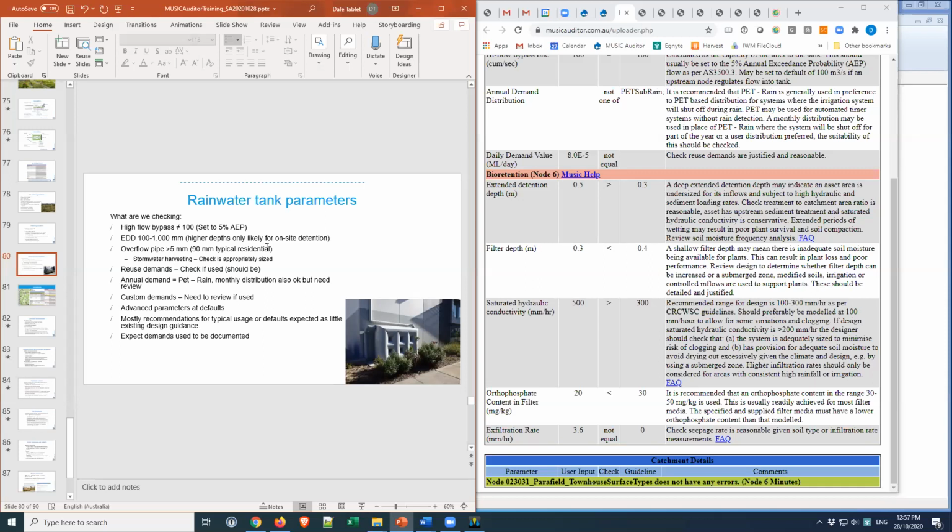Overflow pipes, 90 mils are sort of typical residential. Obviously, it's going to be more if you're in a commercial setting. At the moment, we're just checking that it's at least 5 mil, because if you start putting in a really, really small outlet, then you can get some problems with water just accumulating in the rainwater tank node and just building up. And again, there's no relief overflow for that, so it will allow the depth to increase basically infinitely. So you can have the model having water disappear from the system because it's all being banked up in the rainwater tank if you use a tiny outlet on that. So just be aware of that.